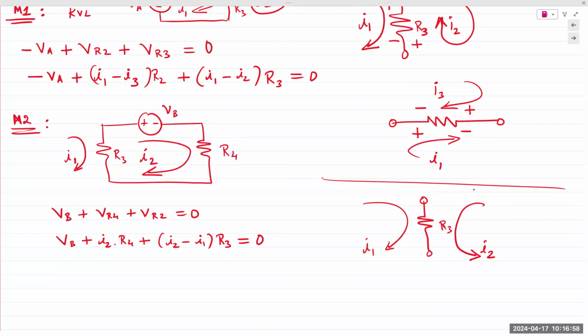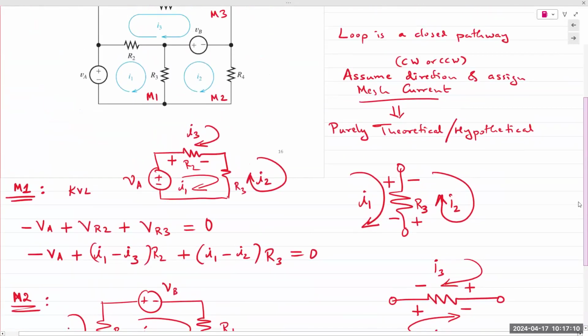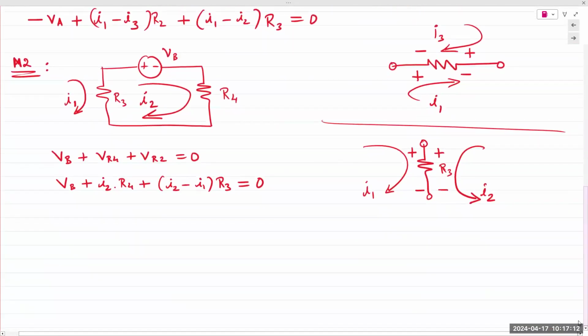You add up because both voltages are now positive. So you have a double positive. So now we have plus here, minus here, plus minus here. So in M1, if I was to add this in M1, it would be I1 plus I2 times R3.